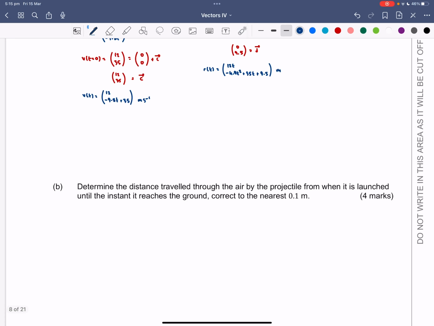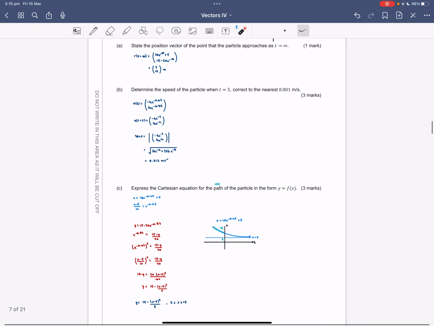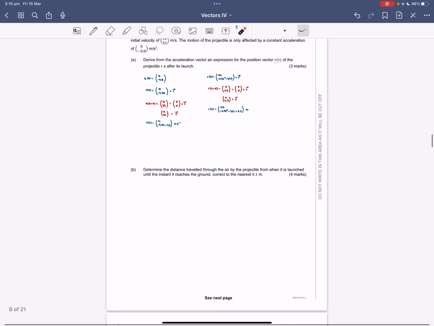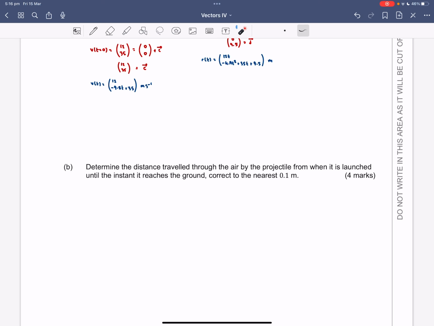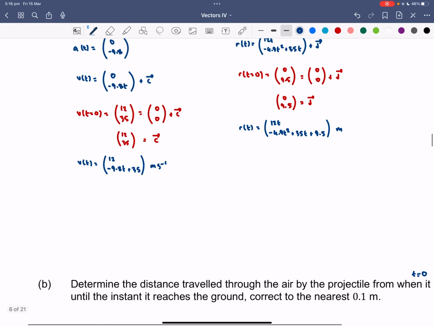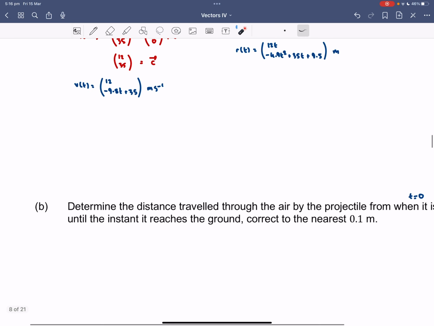Okay, determine the distance traveled through the air from when it is launched until it reaches the ground. So we actually want the distance traveled, like the actual distance traveled. What did I say was a formula for distance traveled from a certain time to a certain time? This. All right, so when it is launched is at t equals 0, and it reaches the ground when the y value is 0. So the first thing I need to do is find out when is its y value, or j value, whatever you want to call it, of its position 0.